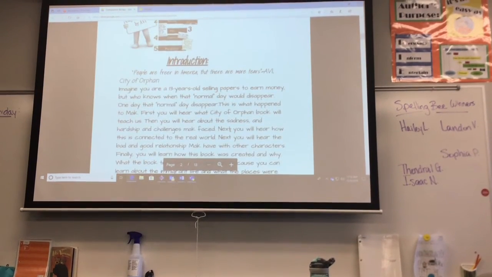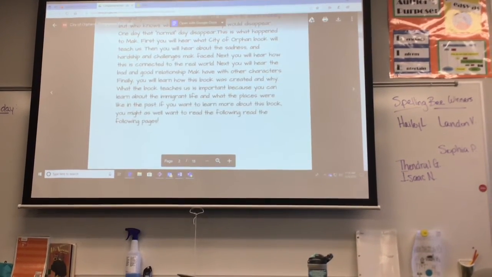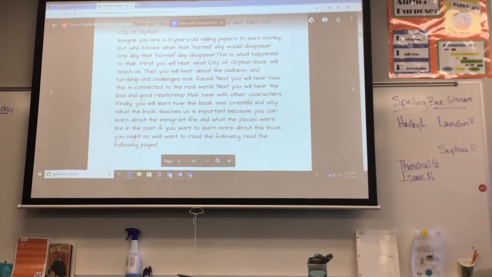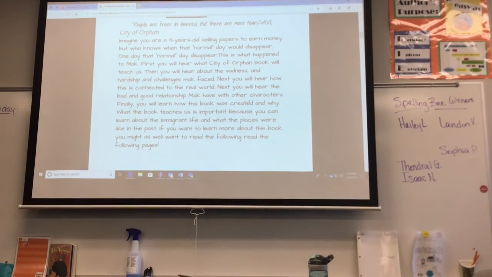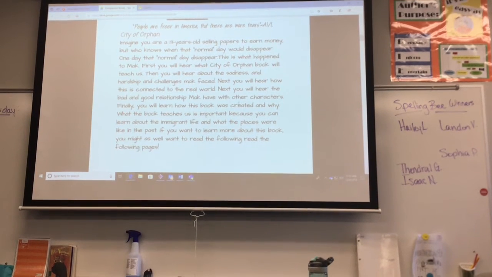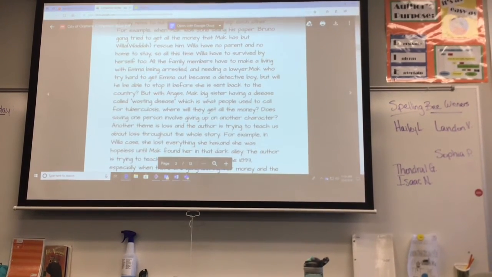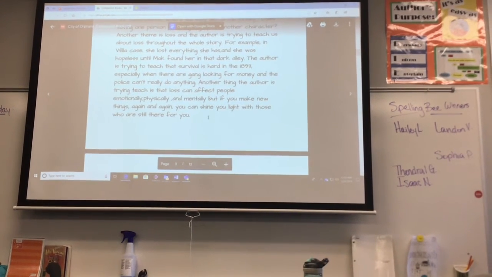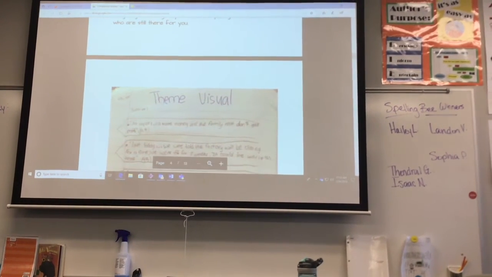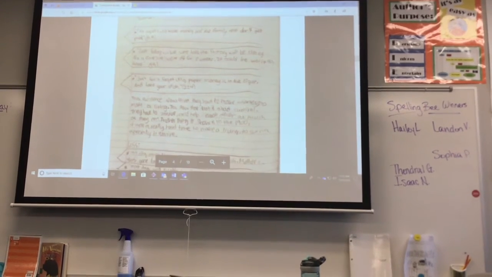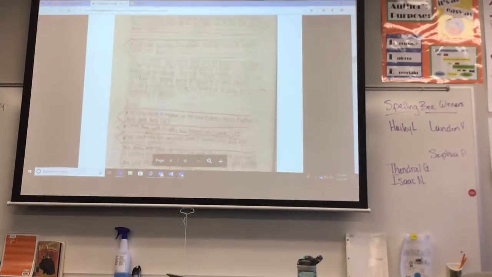As we're looking at this, there's also an introduction. It's 1 paragraph in length. So each chapter for you does not have to be pages upon pages. Okay? So keep that in mind. Chapter 1 is all about the theme. The theme took up 1 page. That was it. And then they added in the visuals from their notebook that they had already been working on.